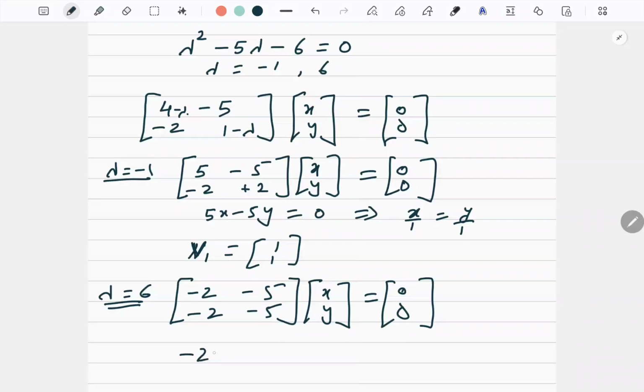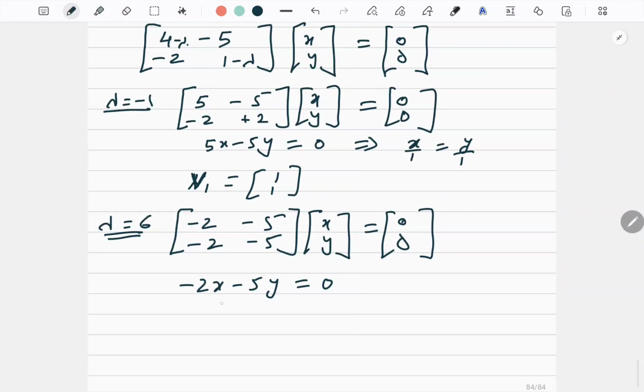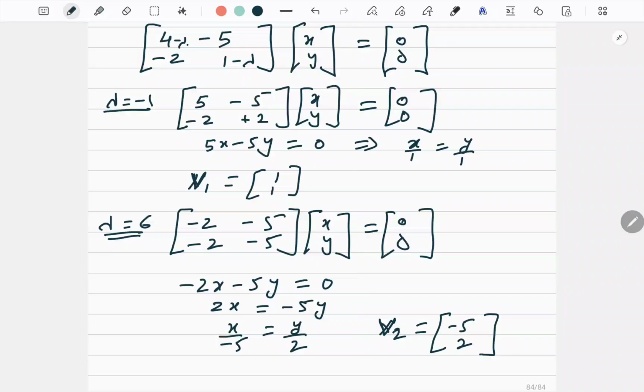Correct? So minus 2x minus 5y is equal to 0. So this gives me 2x is equal to minus 5y. Correct? 2x is equal to minus 5y. And x upon minus 5 is equal to y upon 2. So what is my second eigenvector? That is v2. v2 is equal to minus 5 and 2. So I got my x1, lambda 1, lambda 2 and v1, v2.